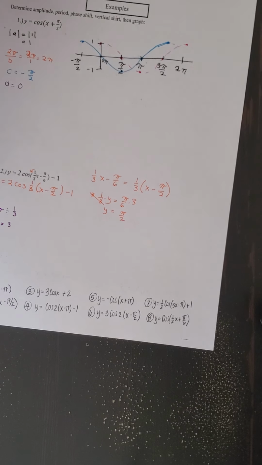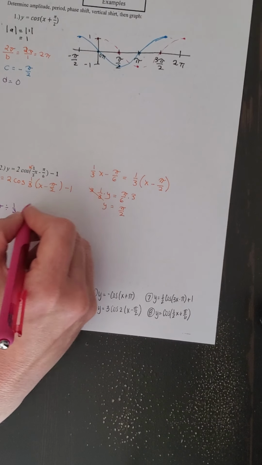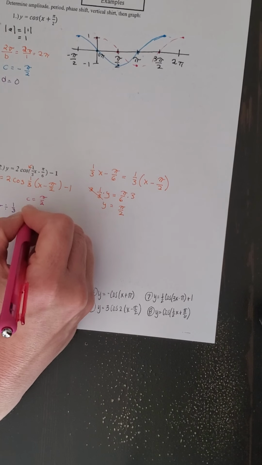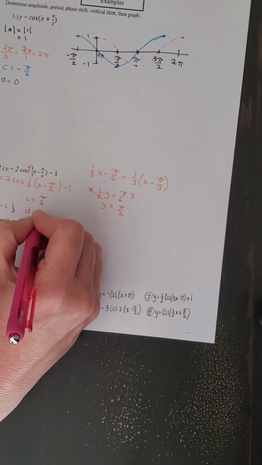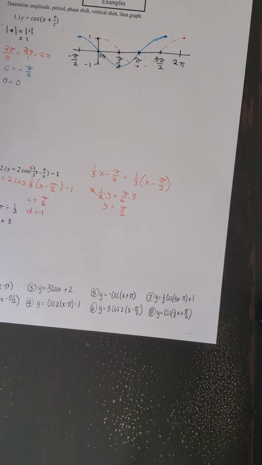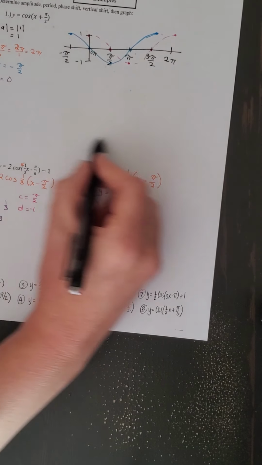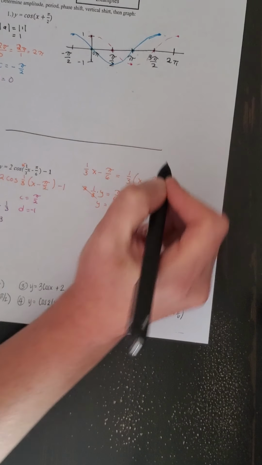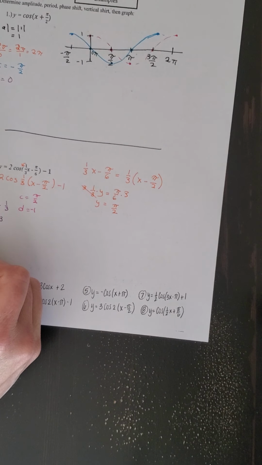Let's go ahead and identify our phase shift. Our phase shift is C, which is pi over 2. And then our vertical shift, which is D, is -1, so down 1. All right, I'm going to go ahead and graph this one up here just because I'm running out of room, so I'll do it right here. So what I know is it's going to take 6 pi to complete.